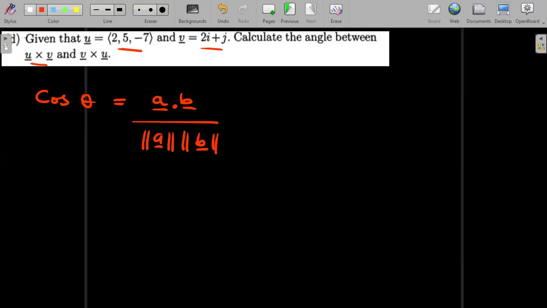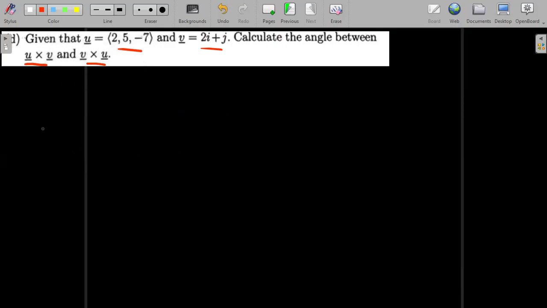So here, this was saying the dot product of these two vectors. Now let us use this formula to find it. We need to first find this vector here and that vector. So u cross v is going to be equal to I, j, and k. My u is 2, 5, and -7.